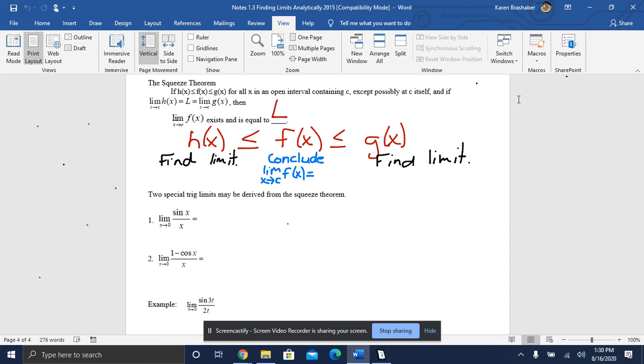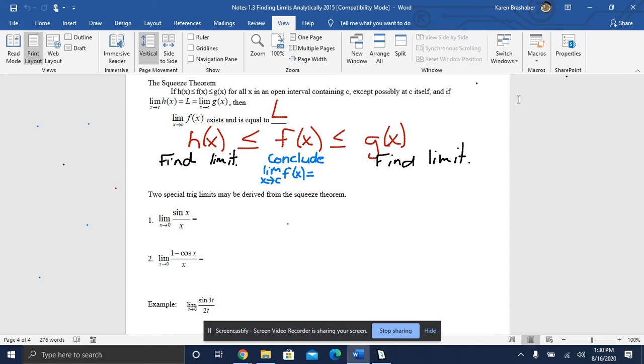So it says if h of x is less than or equal to f of x, less than or equal to g of x, for all x in the open interval containing c, with the exception of possibly that one c itself, and if you know the limit as x approaches c of h of x equals L, and that also equals the limit as x approaches c of g of x, then the limit as x approaches c of f of x exists and is equal to L.